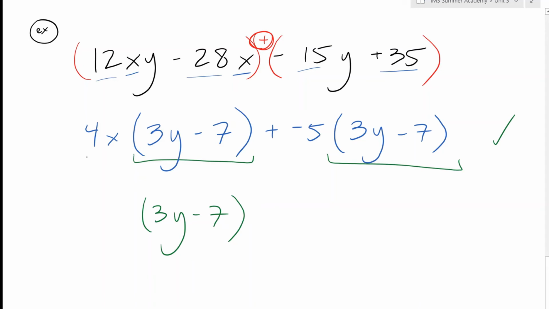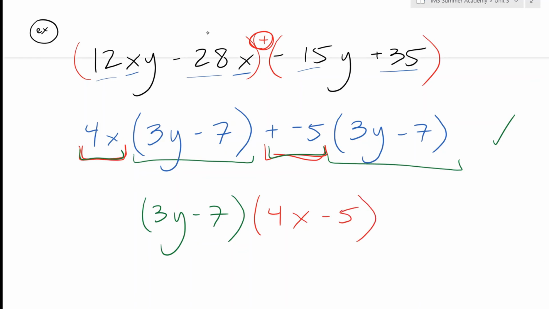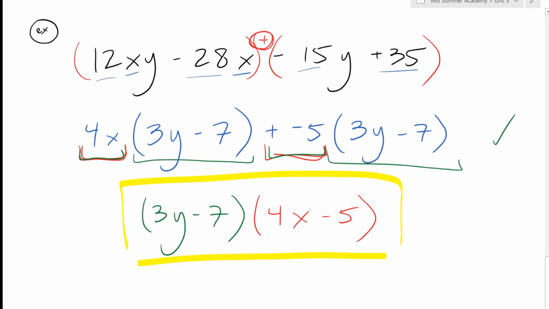And then everything else gets put in another set of parentheses. And that's going to be a 4x minus 5. There we go. We have two sets of parentheses. We have factored using GCF. So the thing to remember here, when it's four pieces, group the first two, group the last two, always like that plus sign in between. And if we do have a bit of negative issues, factor out a negative number and things turn out a little bit better.